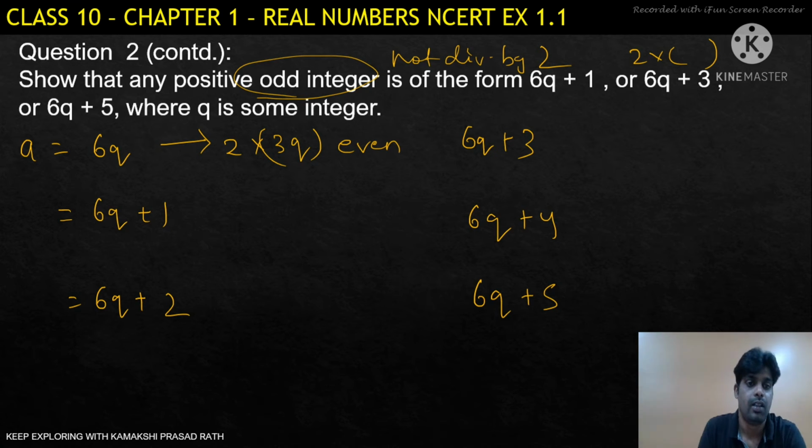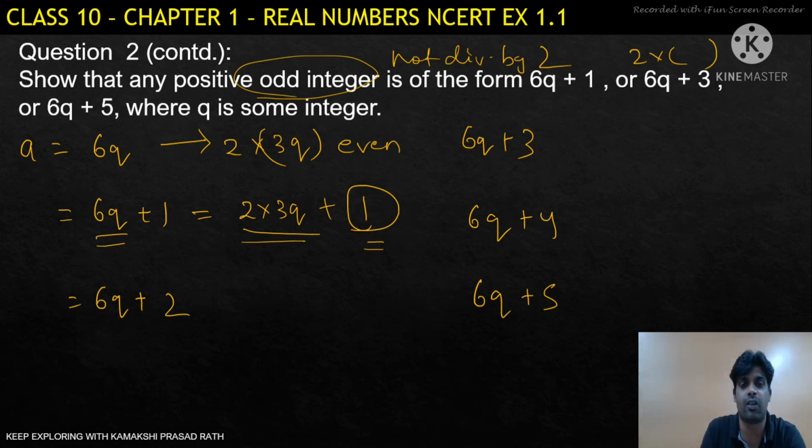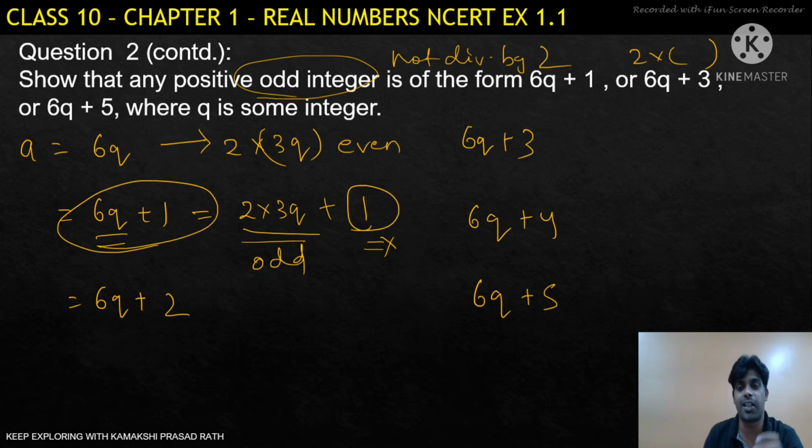Okay. Next, 6q plus 1. So from 6q, 6q can be written as 2 into 3q, but 1 I cannot write that way. So here we say that this part is divisible by 2, but this is not divisible by 2. Hence this is an odd integer. We'll take it as an odd integer because you can see here we are getting a remainder 1.